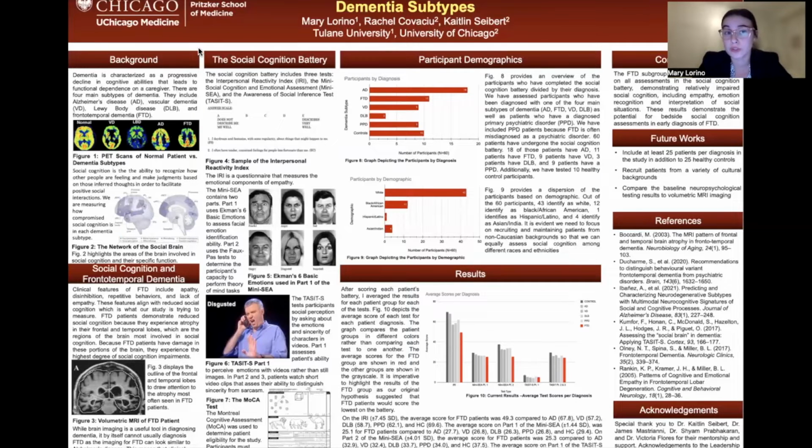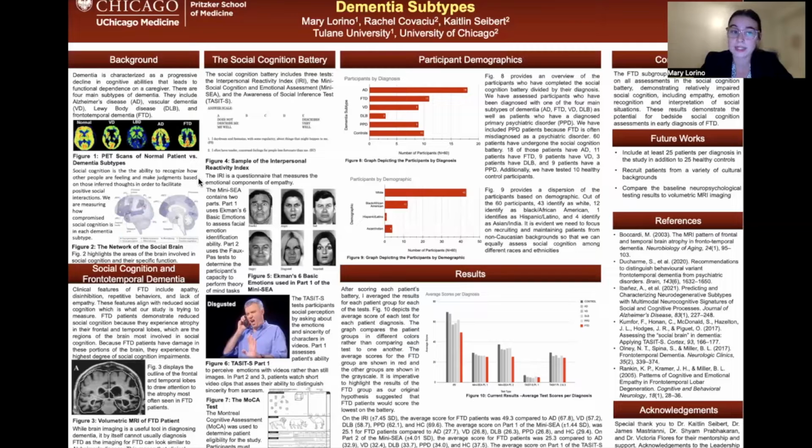To give an overview of the social cognition battery that we used in this study, it includes 3 tests: the interpersonal reactivity index, the mini social cognition and emotional assessment, or the mini-C, and the awareness of social inference test, or the TASIT. In figure 4 here, we can see a sample of the interpersonal reactivity index, which is a questionnaire that measures the emotional components of empathy. Here we have 2 questions that the IRI asks, and the participant would rank how well that statement describes them on a scale from A to E, A meaning it does not describe them well at all, and E meaning it describes them very well.